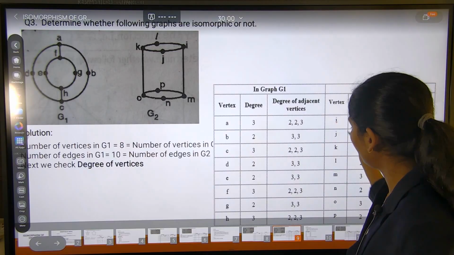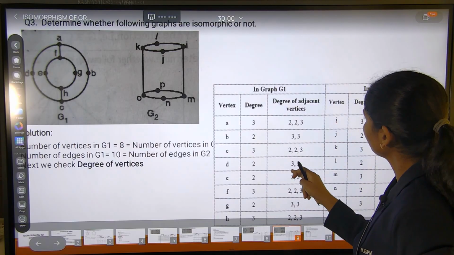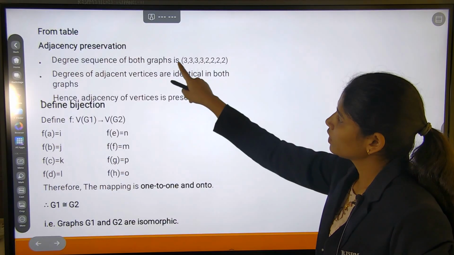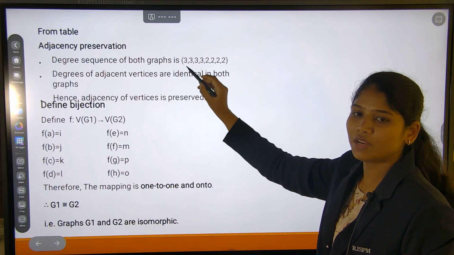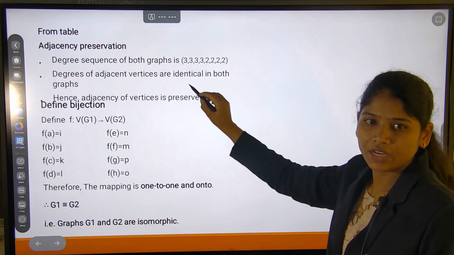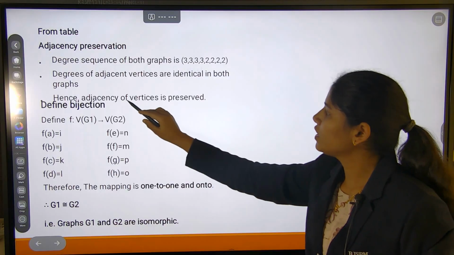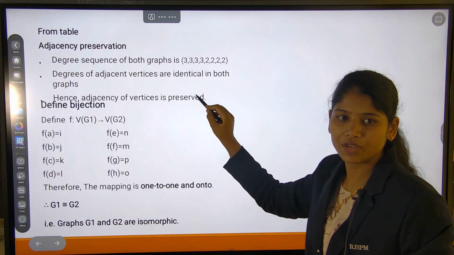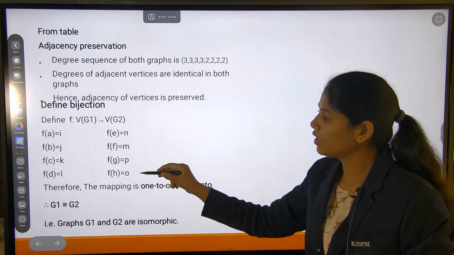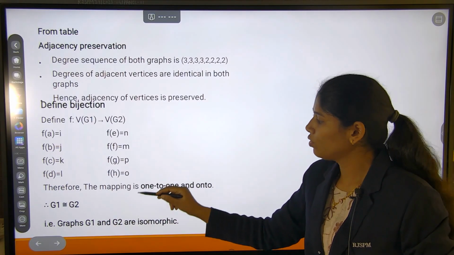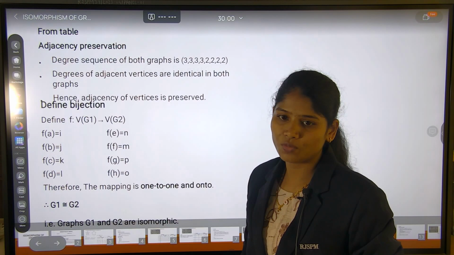Next, check the degree of vertices. After that, adjacency preservation. Here we get the same degree sequence. The degrees of adjacent vertices are identical in both graphs. Therefore, adjacency of vertices is preserved here, and we can also define the bijection. Therefore, both graphs are isomorphic. Okay.